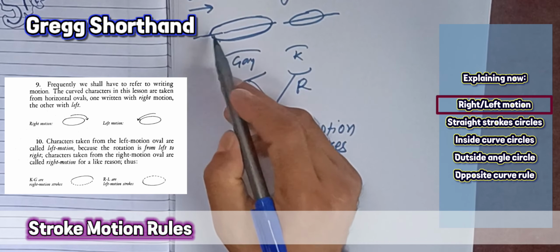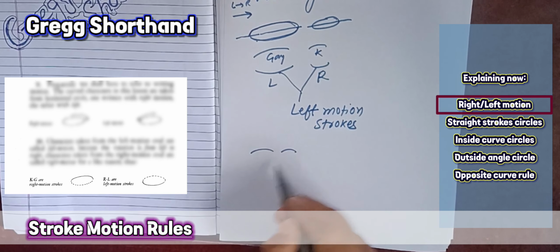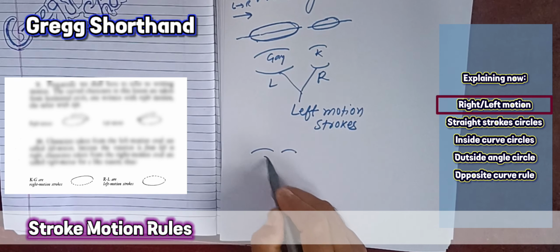And what about these two? This is G and this is K. These are right motion strokes. So now we have understood the writing motion. Where do we apply this? We apply it when we have to make use of vowels in Gregg Shorthand.